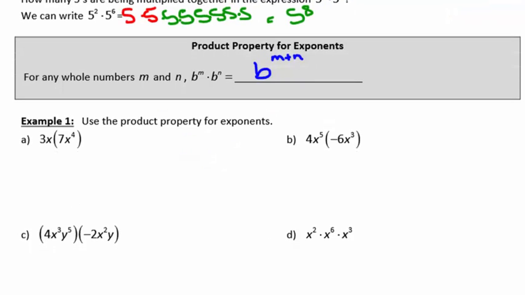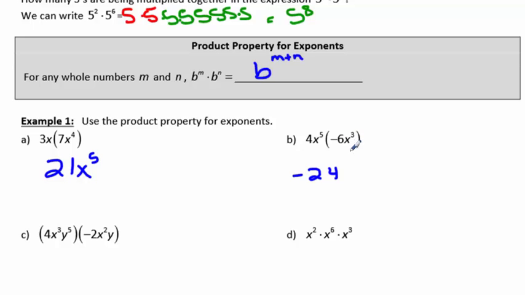So let's look at example 1. We're going to use this property. 3x times 7x to the fourth. Multiply your numbers as usual. 3 times 7 is 21. Here there's 1 x and here there are 4 x's, so I'm going to have a total of 5 x's, x to the fifth. 4 times negative 6 in the next example gives us negative 24.